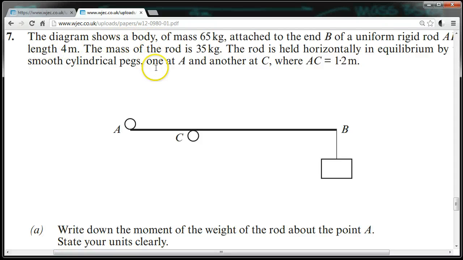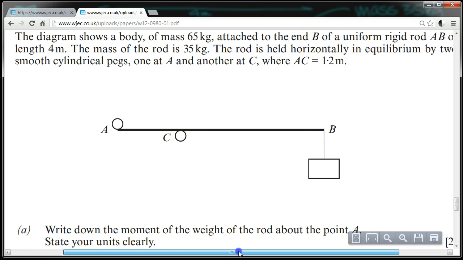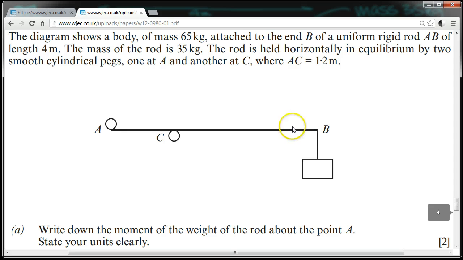The diagram shows a body of mass 65 kilograms attached to the end B of a uniform rigid rod AB of length 4 meters. The mass of the rod is 35 kilograms. The rod is held horizontally in equilibrium by two smooth cylindrical pegs, one at A and another at C, where AC is equal to 1.2 meters.